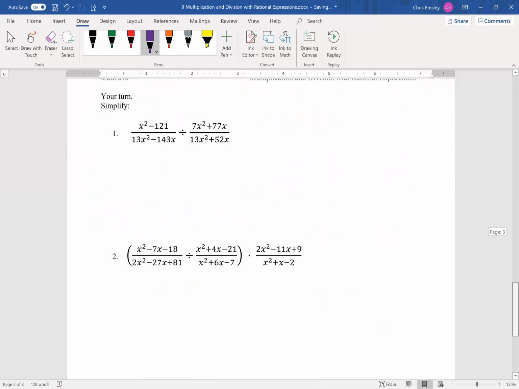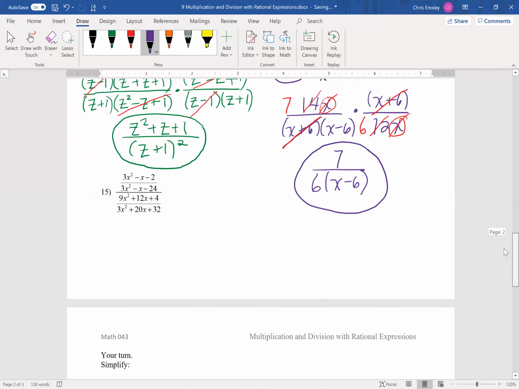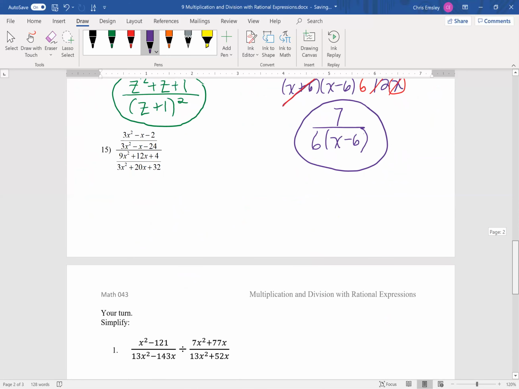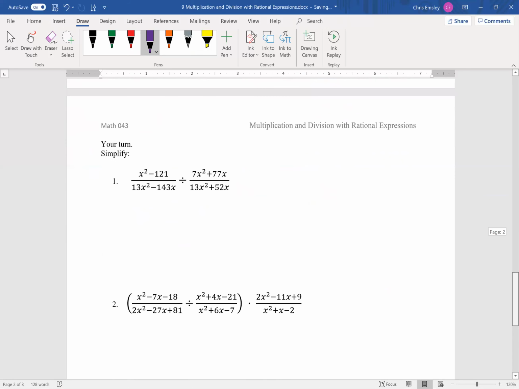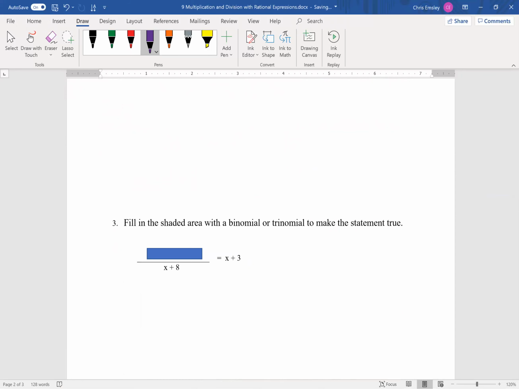Okay, we got a few more on this one. I'm going to skip the next 3. You guys can try those on your own for fun if you want. And I'm going to go ahead and go to this last little sort of word problem here. It says fill in the shaded area with a binomial or trinomial. So that means something that has 2 or 3 terms to make the statement true. Okay, so we have to fill in some expression. It's going to have some x's in it in that box to make this a true statement.